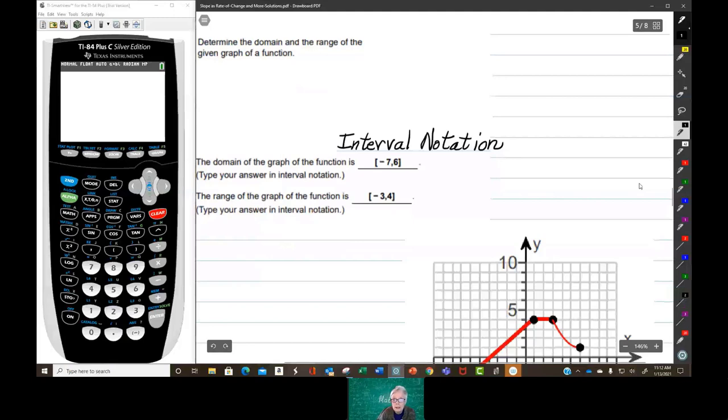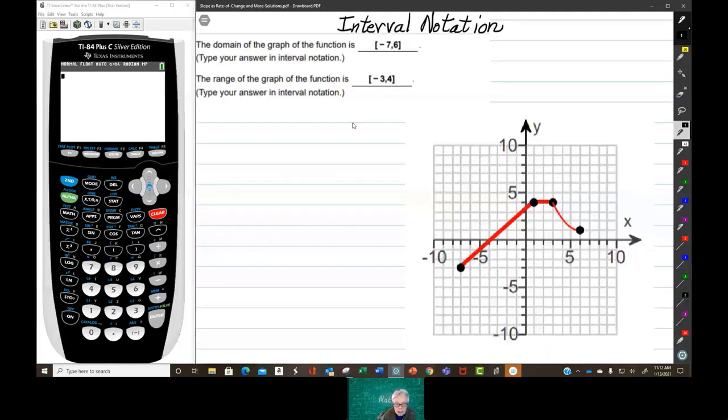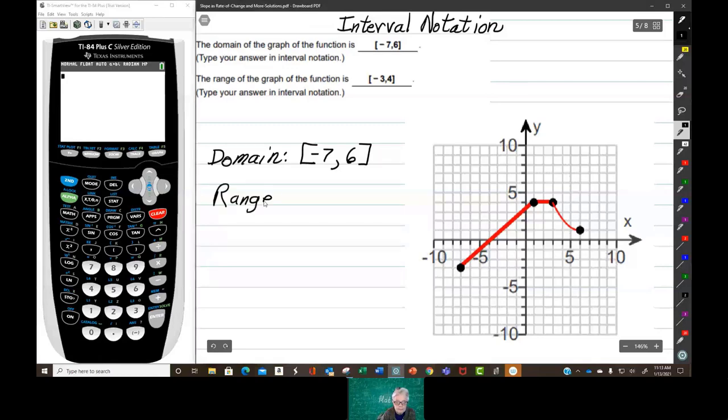Let's get on with this and talk about why the domain is what they say it is and why the range is what they say it is. So I'm going to come down here and write it bigger beside the graph, and then we're going to talk about why. Bracket negative 7 comma 6 bracket. Why the brackets? We're going to talk about that. Bracket negative 3 comma 4 bracket. Okay, here we go.